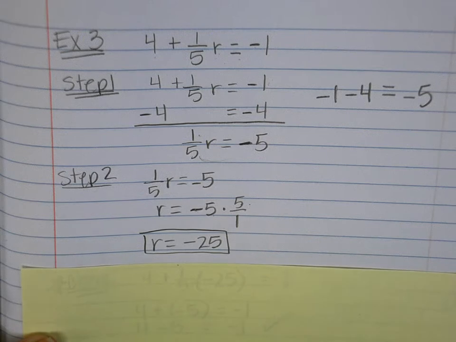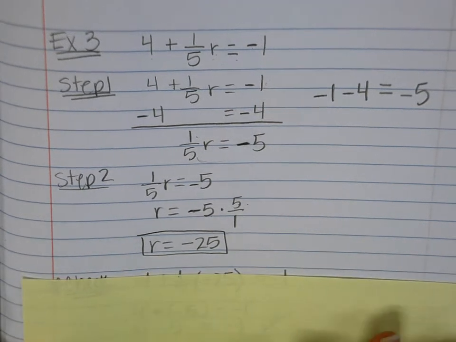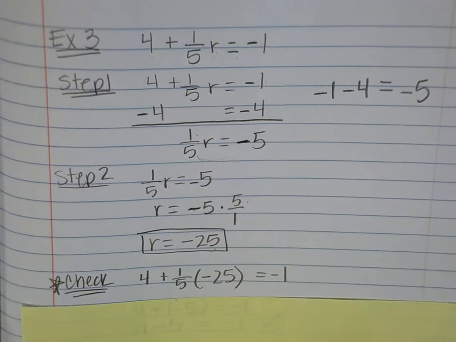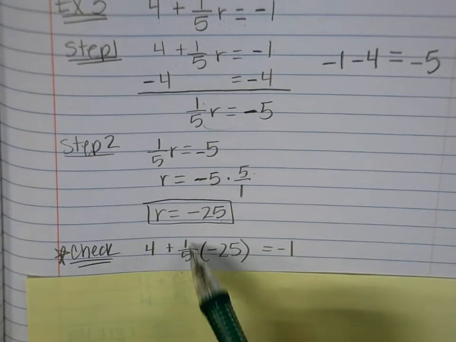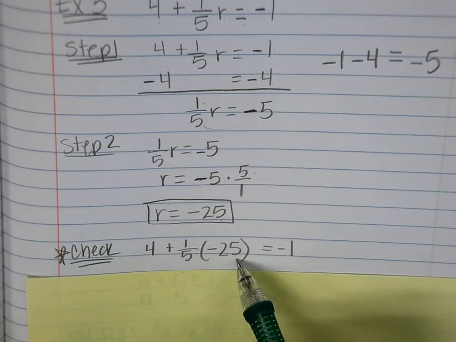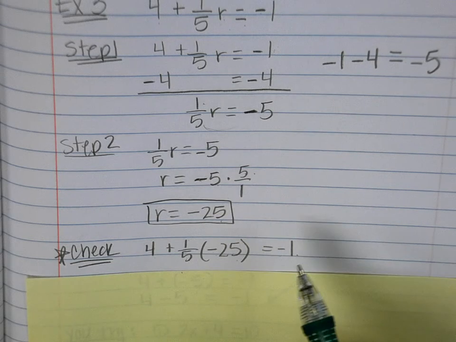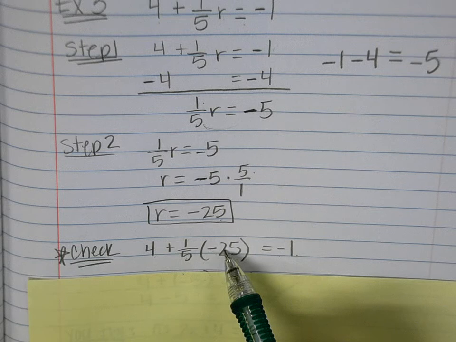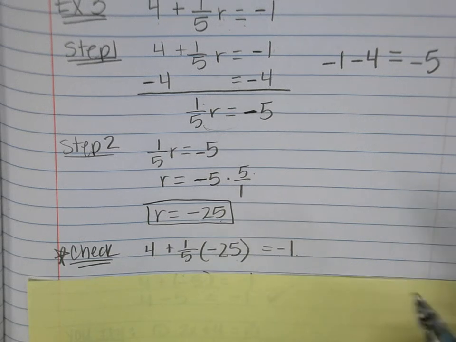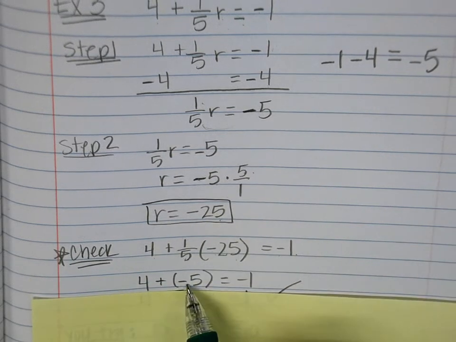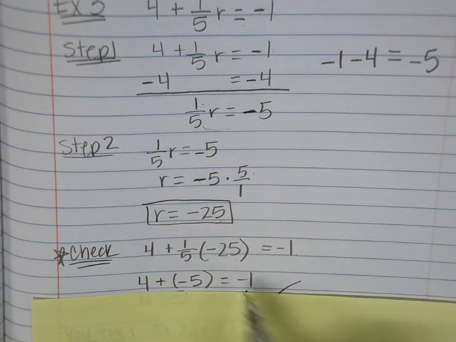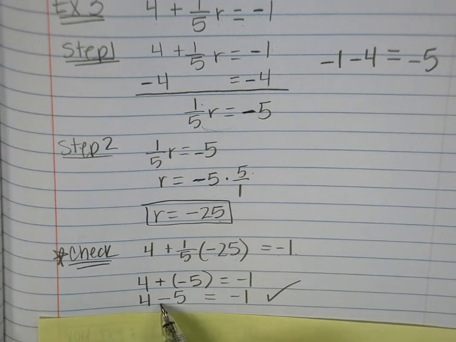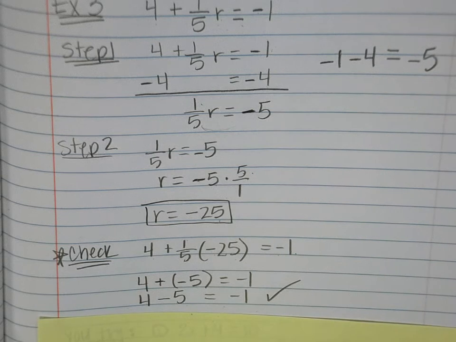Okay. Now we can check it. We can plug it back in. So we take the -25, plug it in for r. So this is 4 plus the 1/5 times the -25 equals -1. And then you can cross cancel here. So 5 into -25 is just -5, right? So 4 plus -5 equals -1, which is the same thing as 4 minus 5. So that's -1.